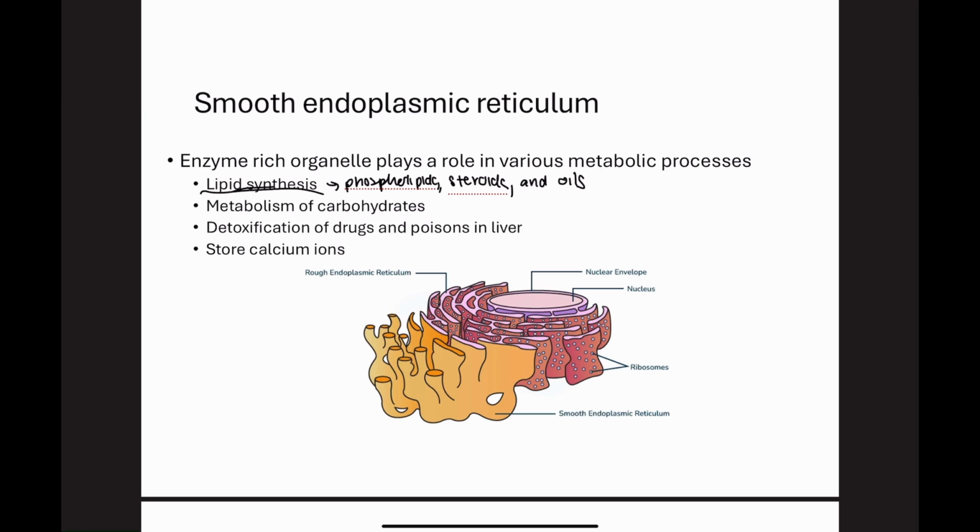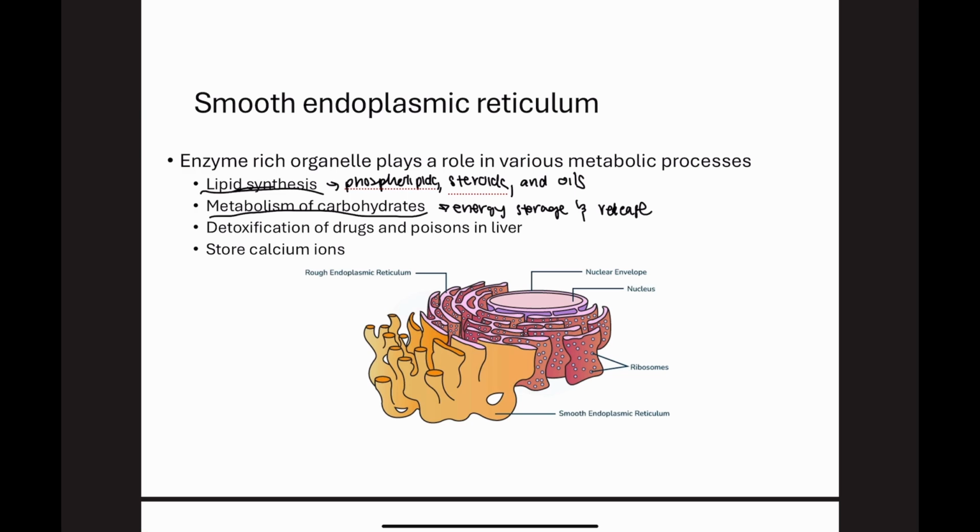It's going to have a role in carbohydrate metabolism. So it's going to help break down and synthesize carbohydrates for energy storage and release. It's also going to have a role in detoxification. So it's going to break down drugs and alcohol and toxins inside of our liver cells, which makes harmful substances water soluble for excretion. So that's what our smooth endoplasmic reticulum does. It's going to allow those harmful substances to leave the cell.